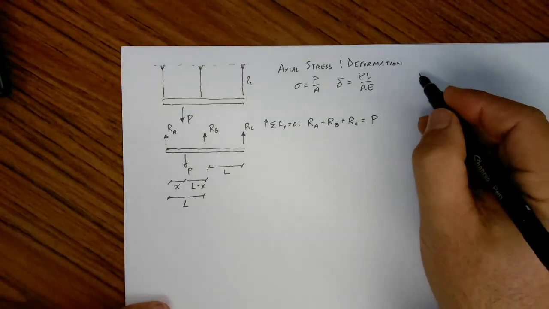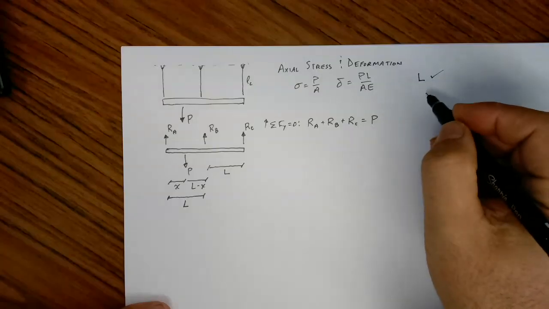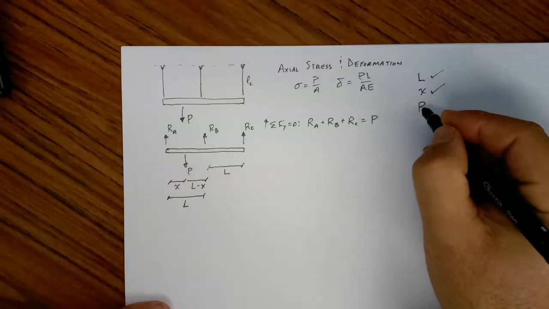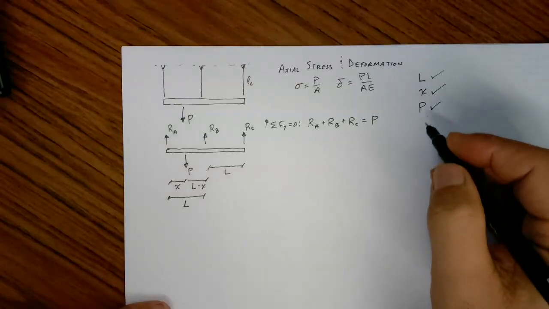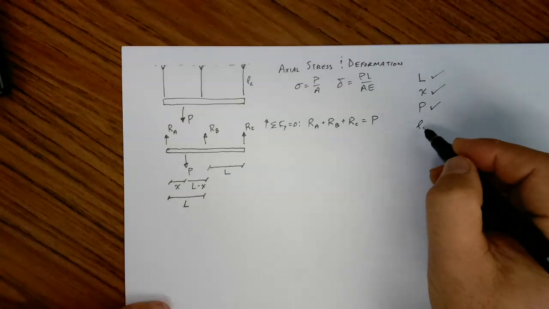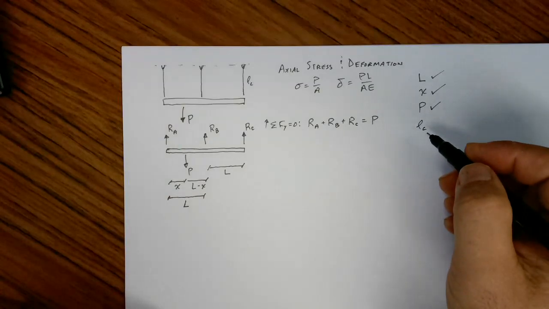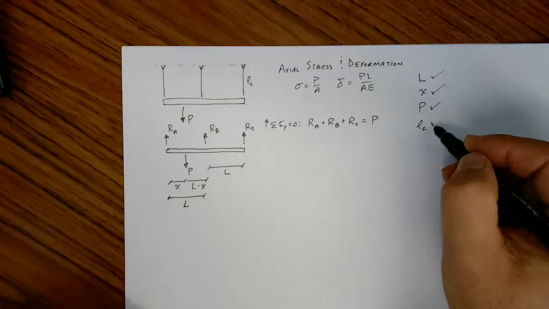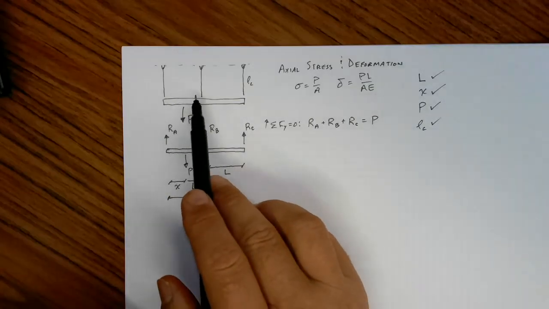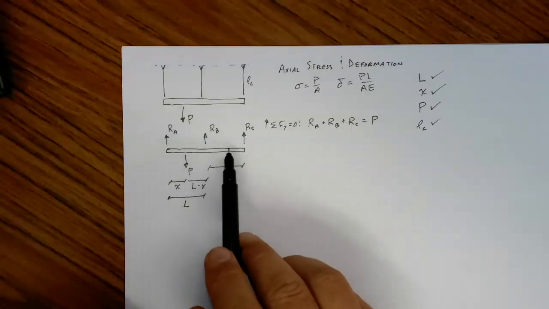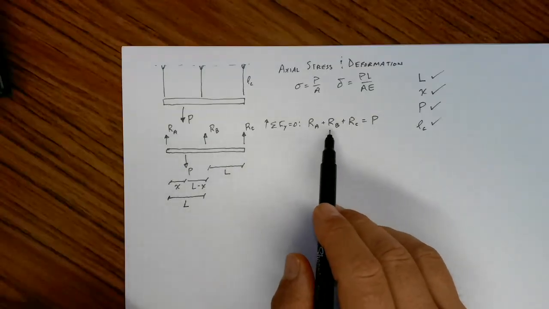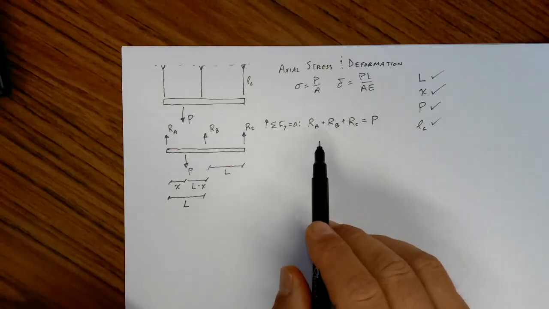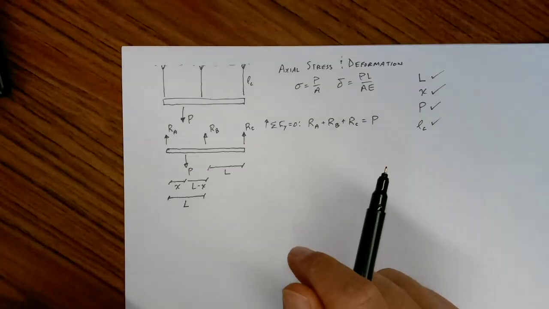And so we're going to know the length of the beam. We're going to know the location of the load, x. We're going to know the magnitude of the load. We're going to know the length of the cables. We have to figure out the deformations of the cables. But we're not going to be able to do that until we know what the forces are in the cables and what these three reactions are. And we have three unknowns and one equation, right? Three unknowns, one equation. We need two more equations.